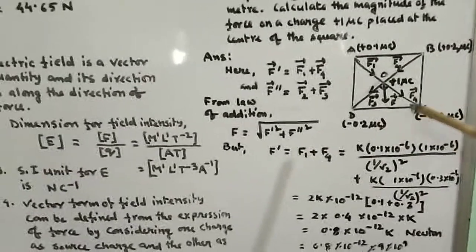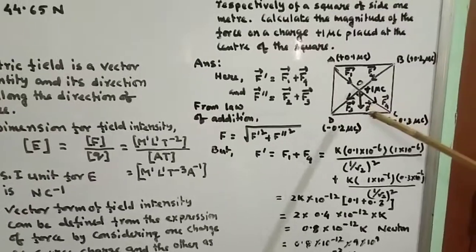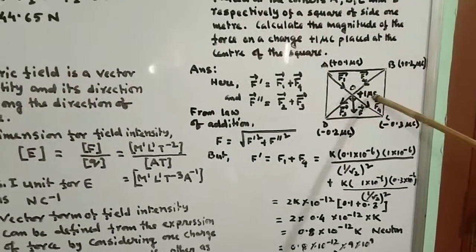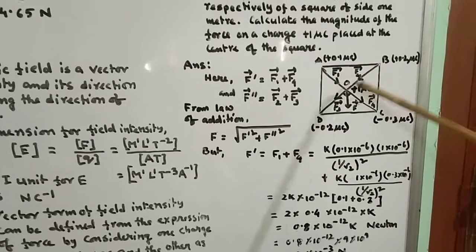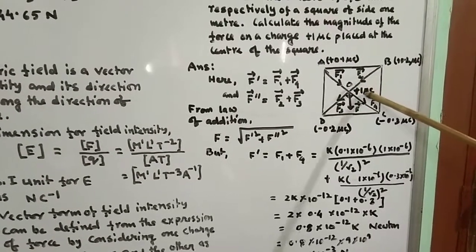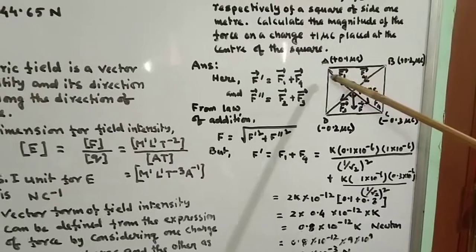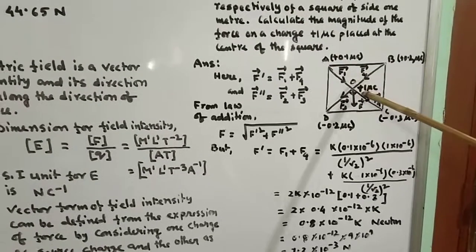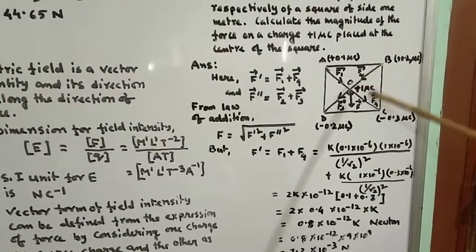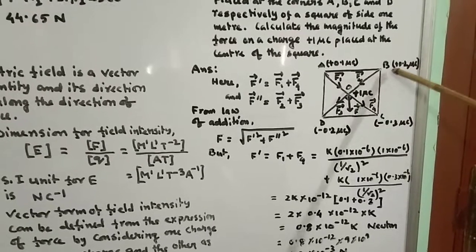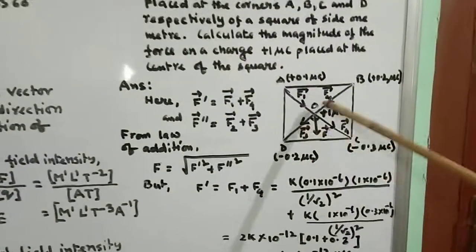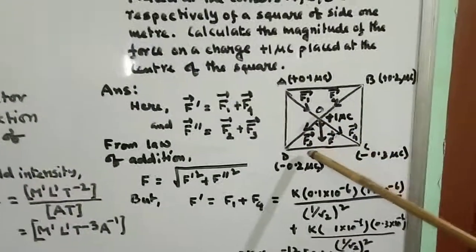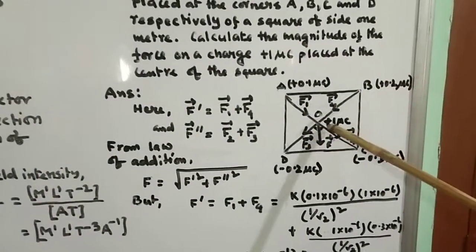Now here you see, if you consider the direction, suppose here plus 1 microcoulomb and this is also plus 0.1 microcoulomb. So the force on plus 1 microcoulomb is nothing but F1 vector, which you have specified from A to O, because it is your repulsive force. Similarly, if we consider this charge plus 0.2 microcoulomb, that is also a repulsive force which is symbolized by F3 vector, because this is positive and this one is also positive.